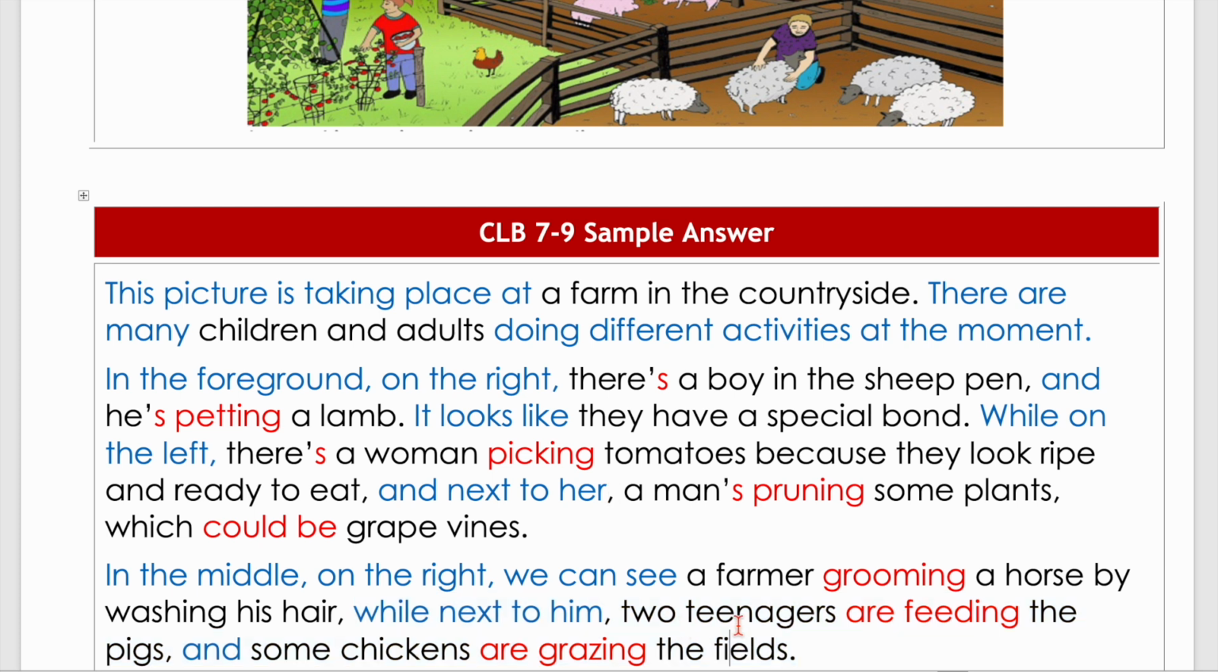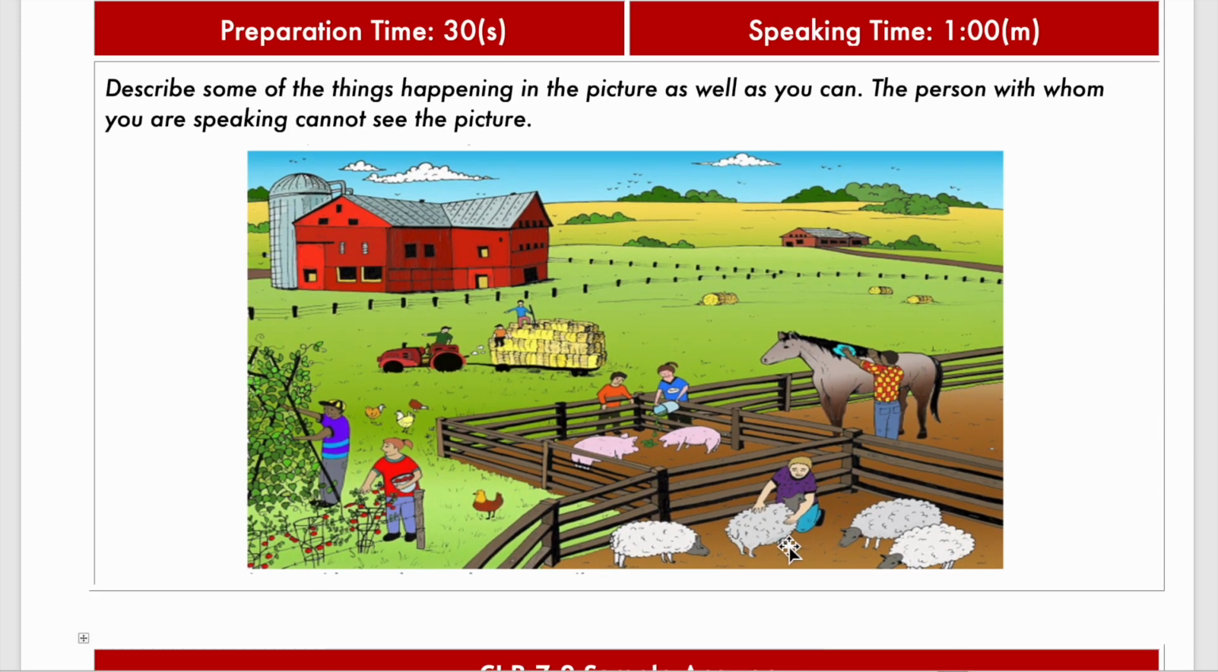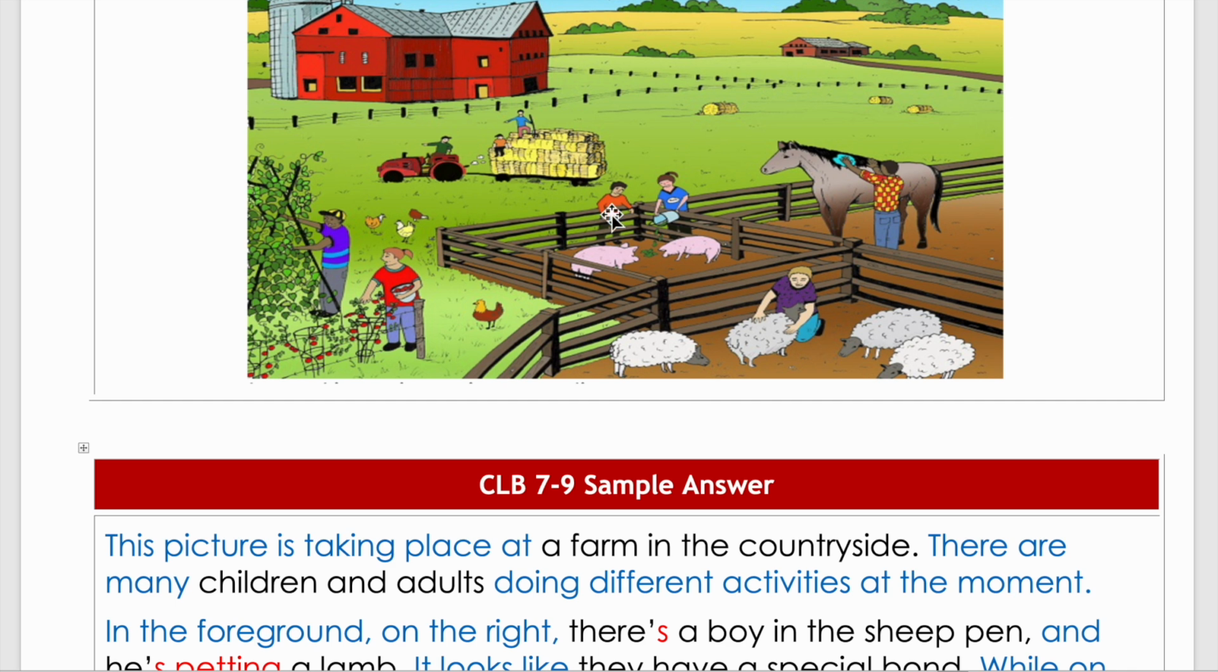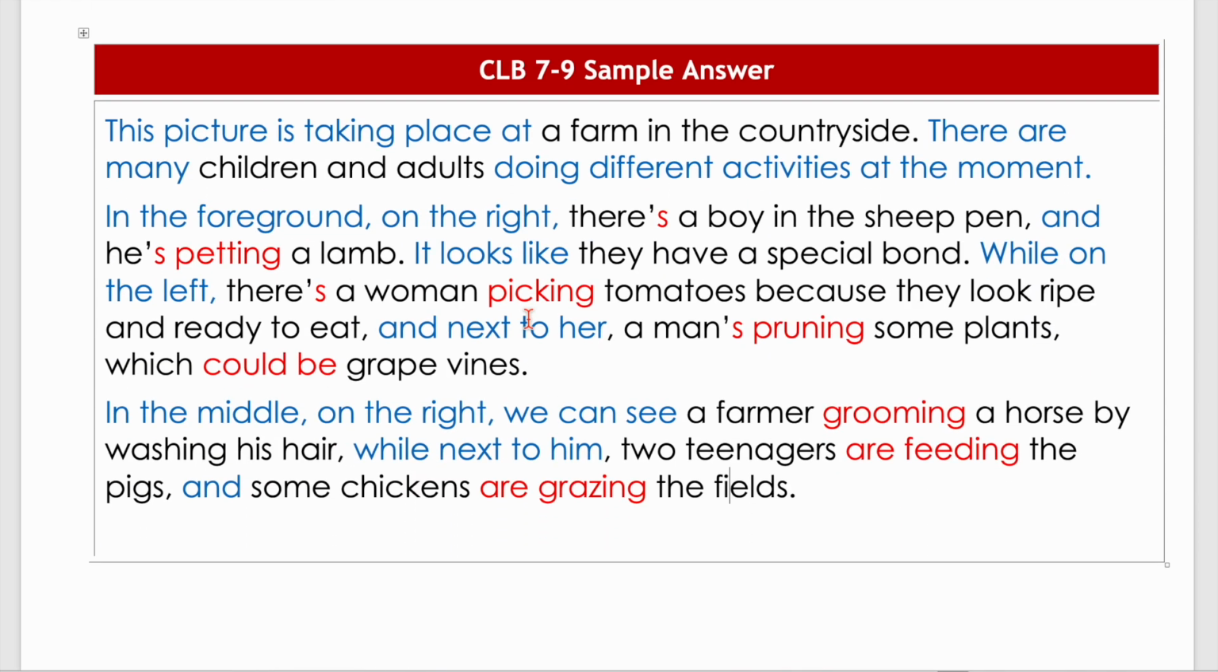While next to him, two teenagers are feeding the pigs, and some chickens are grazing the field. Okay, good. So, two teenagers are feeding the pigs, and we see here some chickens are grazing the fields. Or the field. Change that too.